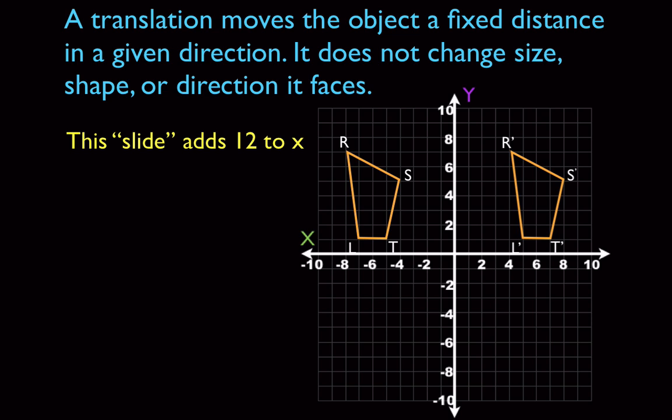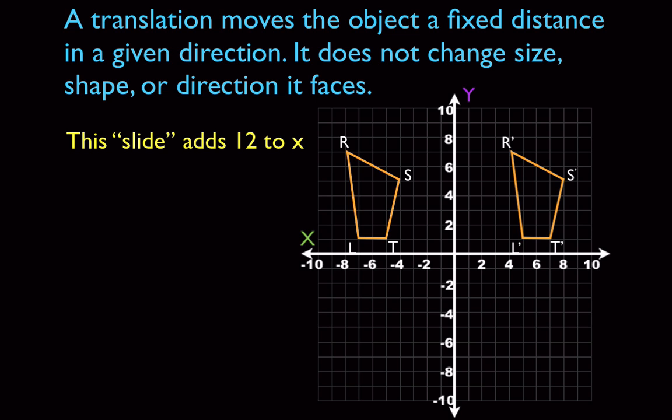A lot of people will ask, how do you easily do this? Well, there are a couple of ways. First of all, you could write down the points R, S, L, and T, write them out as points, and then simply add 12 to all the x values and draw your new figure. That would work just fine.